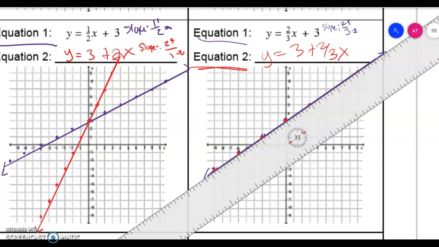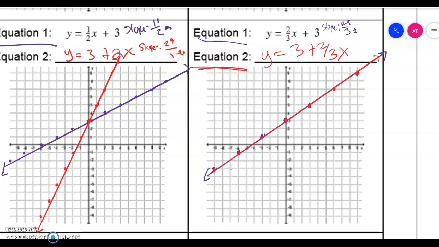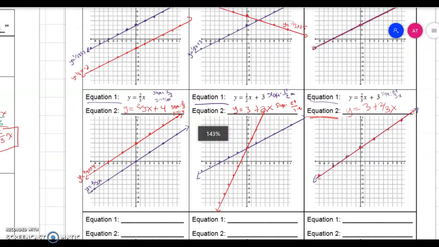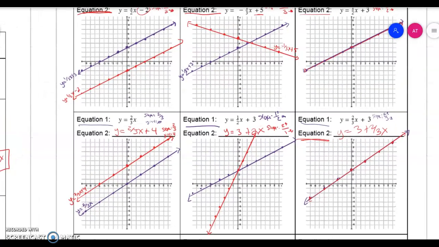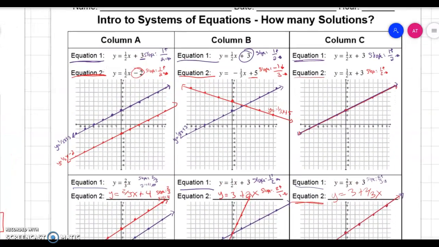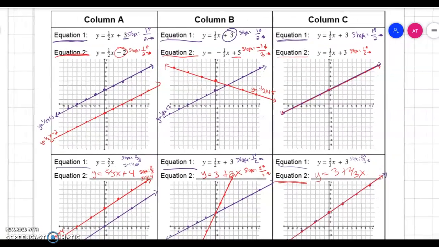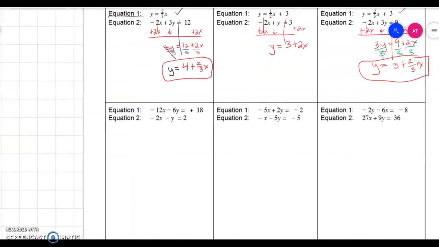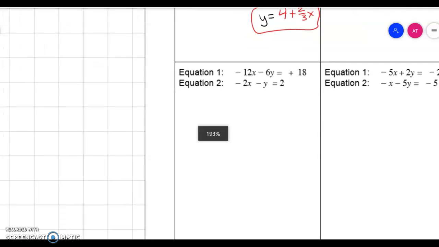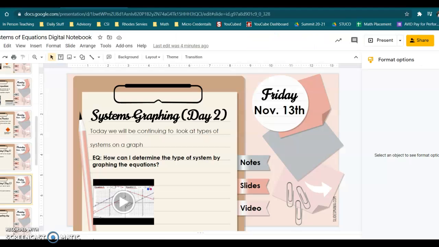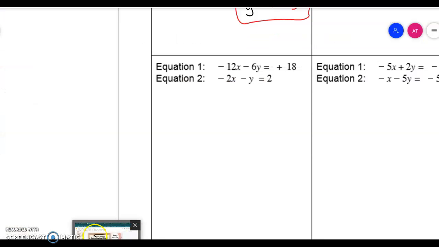So let's graph it. Interesting. Huh. Did you notice something about the difference between all of these? Did you notice that the left column, my A column, is all not intercepting? My B is intercepting, and my C is 100% intercepting? Interesting.